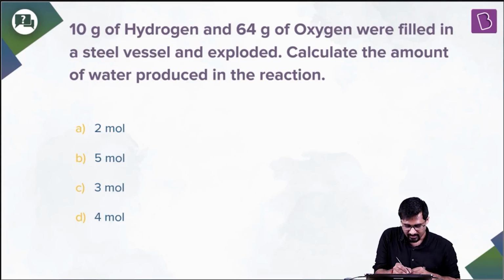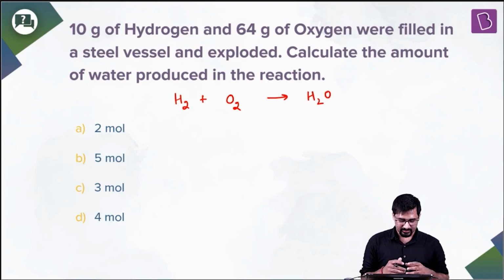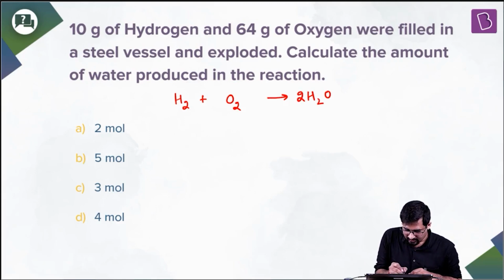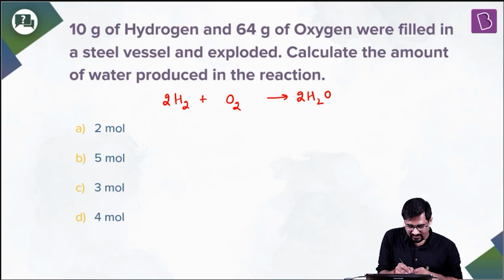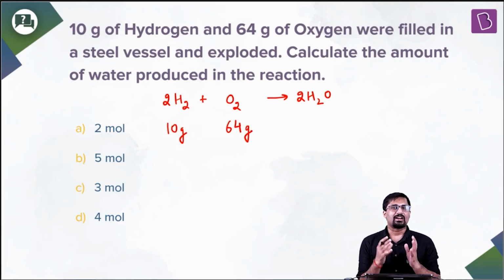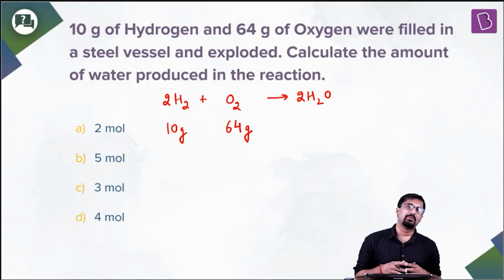Let us do this. So what is happening here is H2 is reacting with O2 and is forming H2O, that is water. And let's now balance it, and you can see now this equation is balanced. So the next thing is, we know that the amount of H2 that we have is 10 grams and the amount of O2 that we have is 64 grams. So now the task is to first find out the limiting reagent.